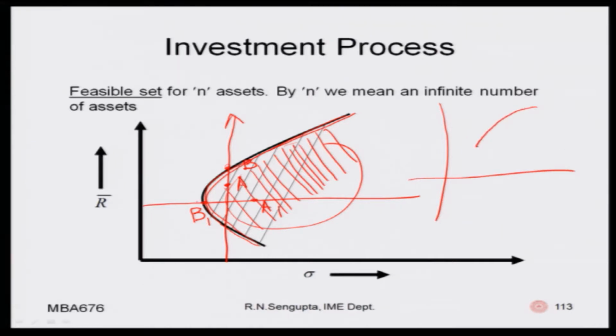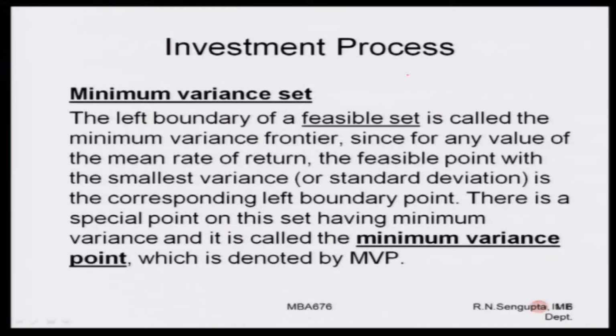That means, starting from B1 to say for example some point here, and obviously there would be an extension in dotted lines. I will come to these dotted lines later on, because that has something to do with the concept of short selling. So, the left boundary of a feasible set is called the minimum variance frontier, since for any value of the mean return, the feasible point with the smallest variance or standard deviation corresponds to the left boundary point. So, there is a special point for which the variance is the least, that is known as the minimum variance point, denoted by MVP.